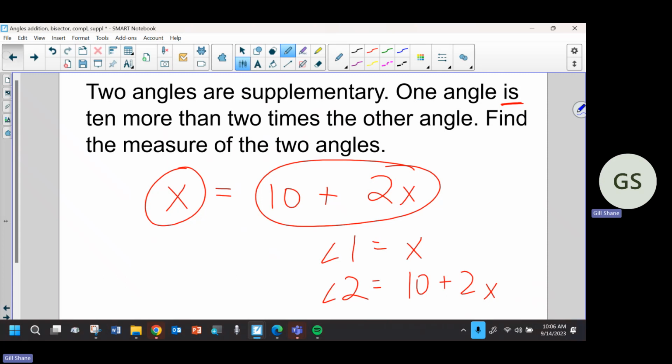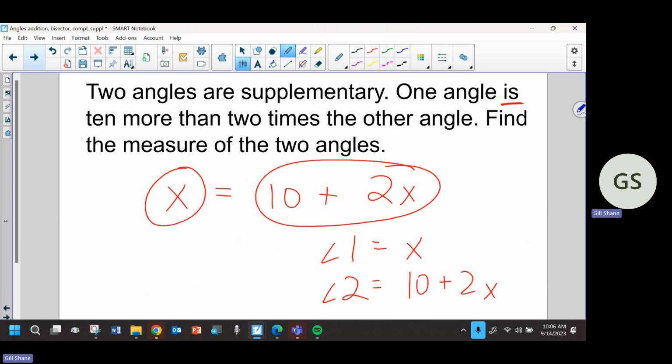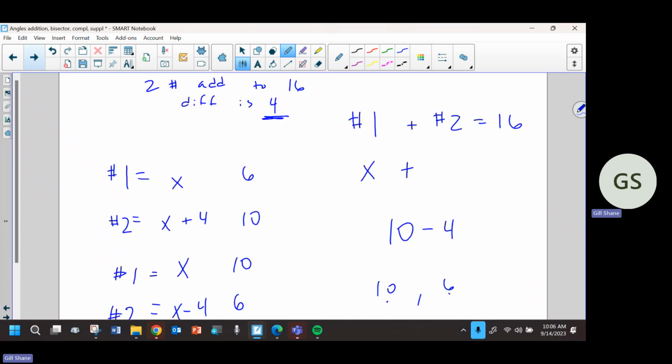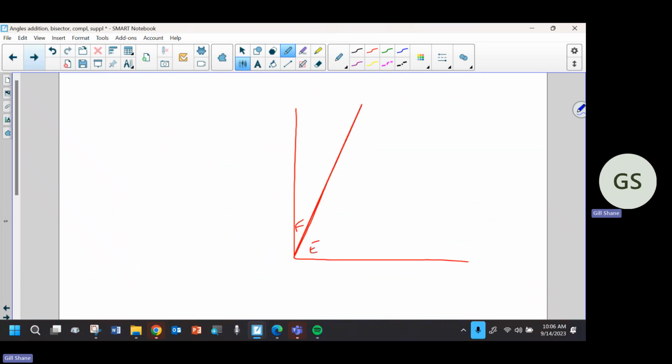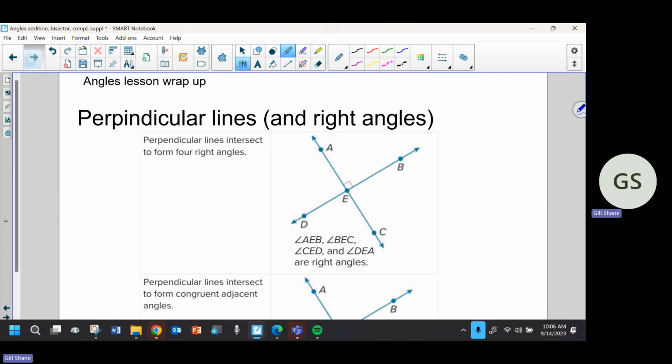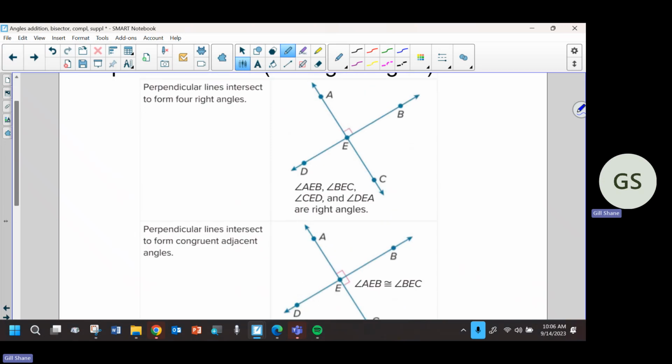I'm going to wrap up the other stuff on angles. We talked about vertical angles a while back, when you have an X. Let me get to something on that.